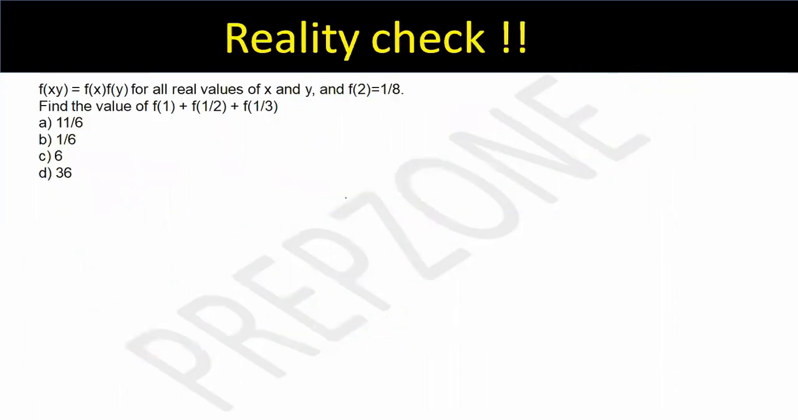Okay, moving further to the next question. This one, again, very, very simple question. Everyone should have done this. A question of, I think, 15 seconds. Yes, answer is D. Goes without saying.